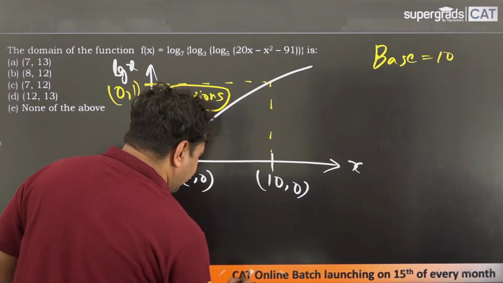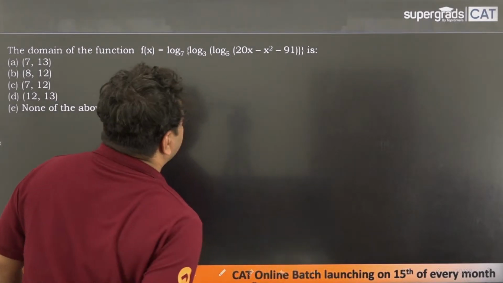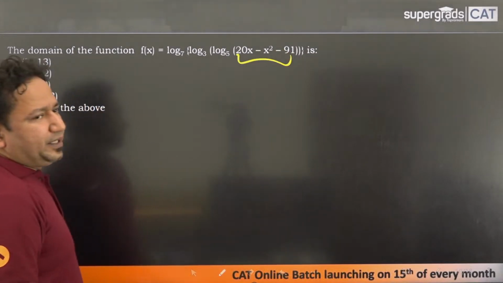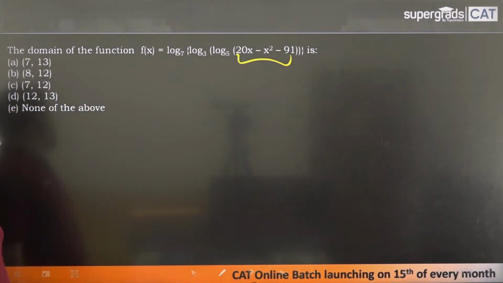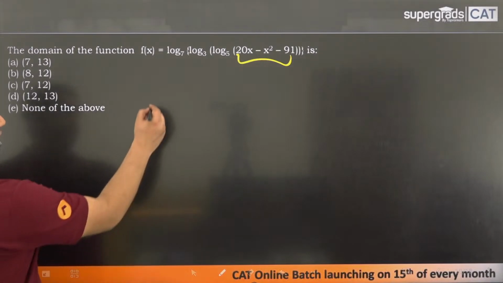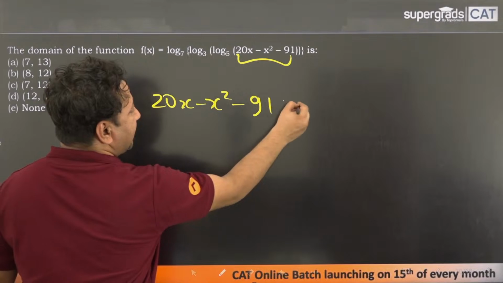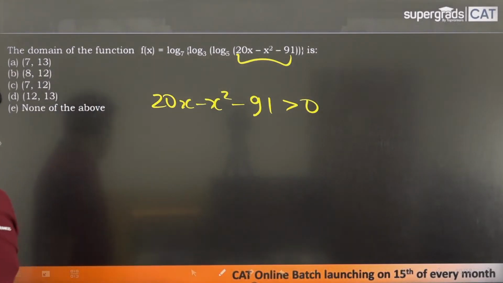So now coming back to the question, we now know that this guy has to be greater than 0. 20x minus x squared minus 91 has to be greater than 0. Now you can solve it.